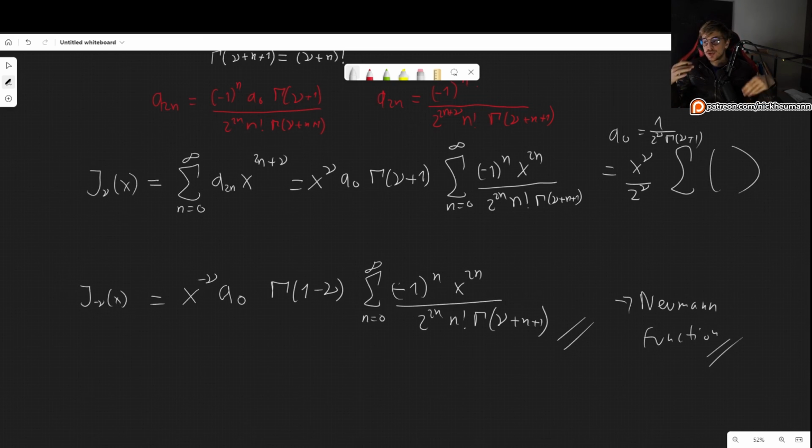So there we go. Now, to go further, we need particular values of nu. So we are going to take a look at the case for nu equals 0, for nu integer, and for nu half integer.